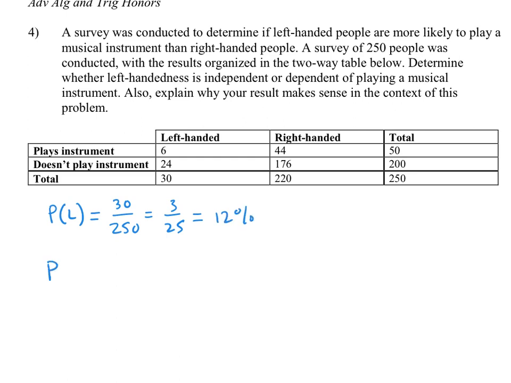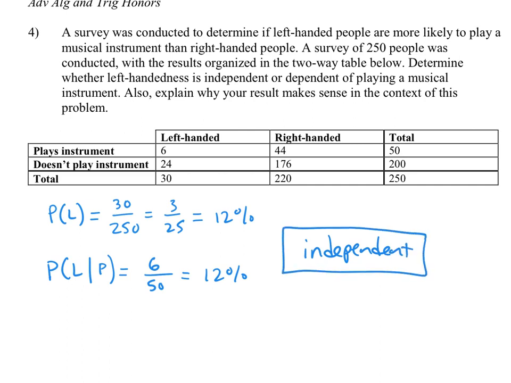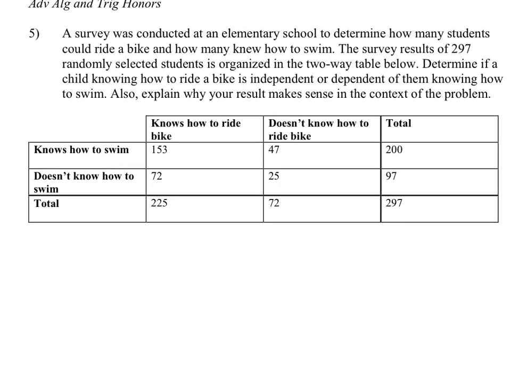Now let's find the probability that someone is left-handed given that they play a musical instrument. I'll call that P. Well, if they play a musical instrument, there are 50 people who play musical instruments. Let's see how many are left-handed. 6 out of 50. 6 out of 50 is 12%. These events have the same probability, so these events are independent. Whether you are right-handed or left-handed has no effect on whether or not you play a musical instrument in this particular survey.